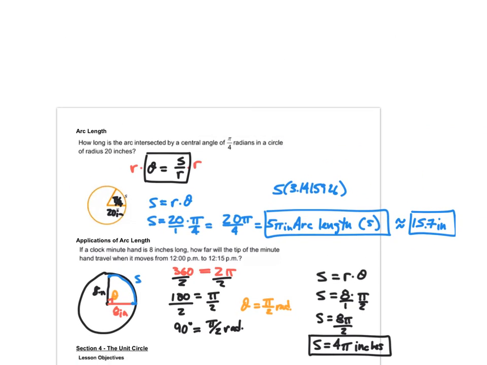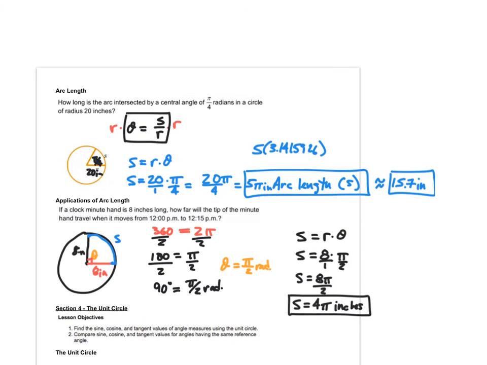So that's radian measure in a nutshell. And when we talk about the unit circle, we will go into much more detail on how you get all the different radian measures.